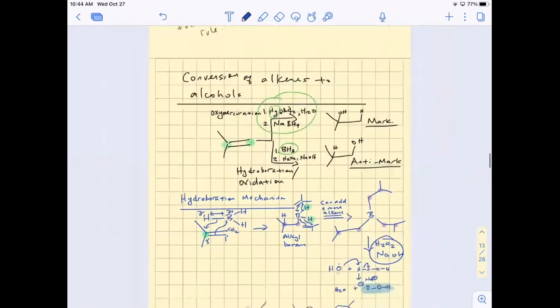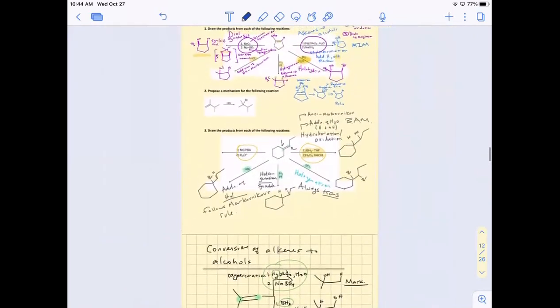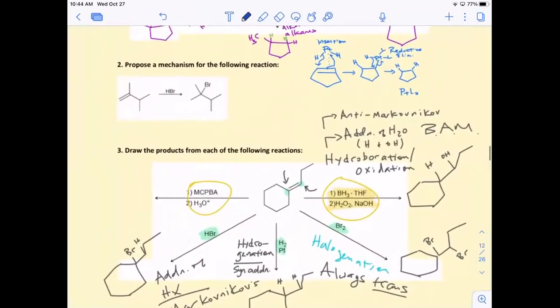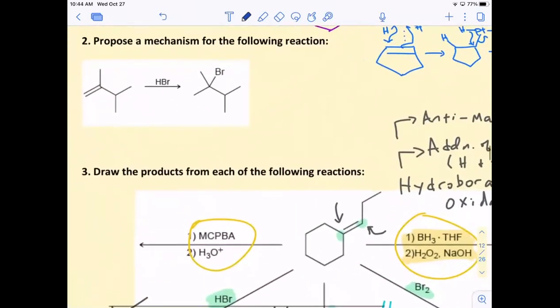But let's go back to the reaction wheel. We left off with one reaction that we didn't do. I want you to do this one on your own. It just says propose a mechanism for the following reaction, so all you're doing is putting the arrows in. We've seen that reaction before. We know it's Markovnikov addition, and we know that the double bond, the pi bond, is acting as a nucleophile. And you got the product, so you just need to go through the steps.